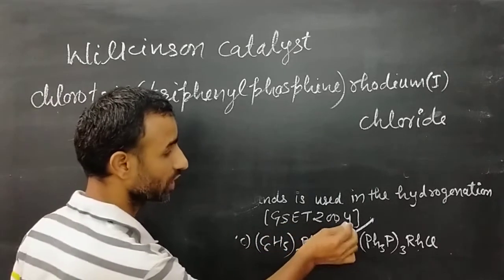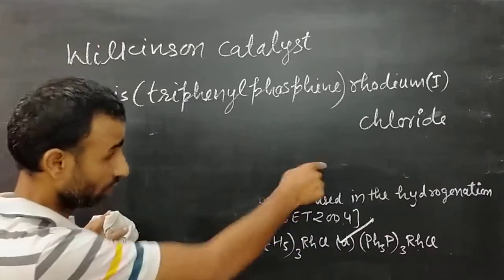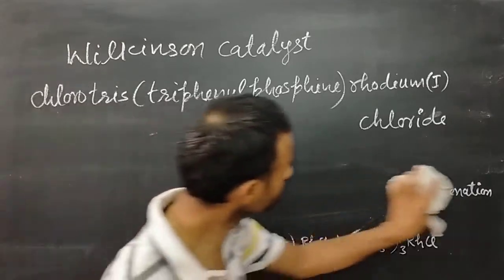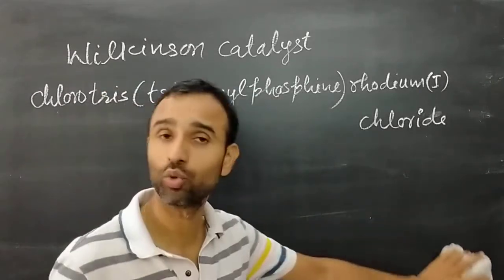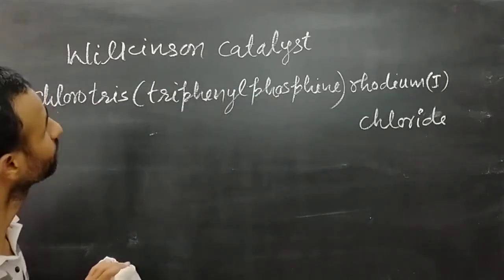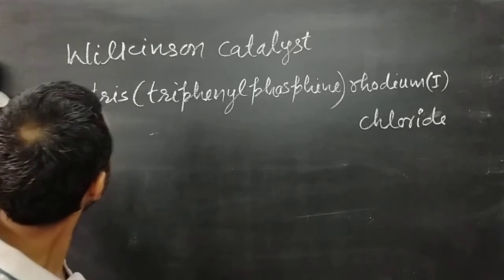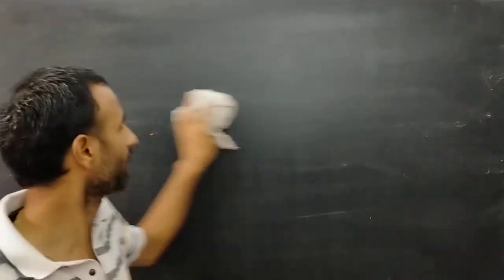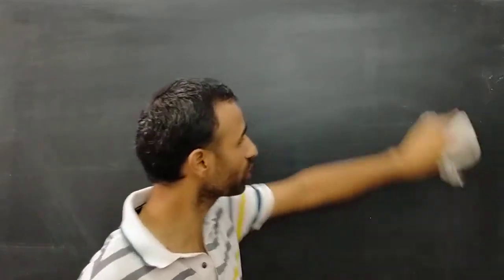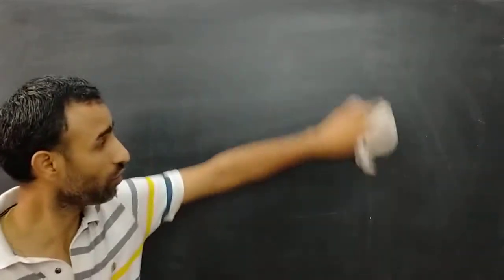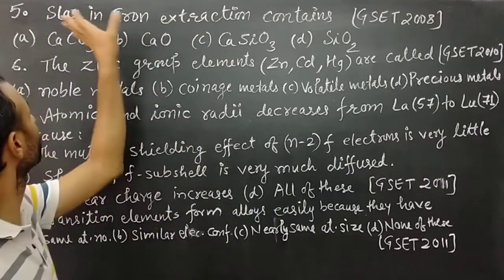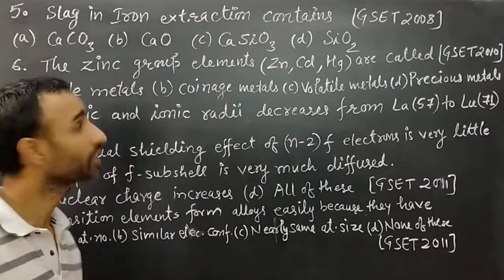This question came in GSET 2004. The third question came in GSET 2003, and the first and second in GSET 2002. Keep in mind that Wilkinson catalyst is used in the hydrogenation of alkenes. Next question. The fifth question is from GSET 2008.